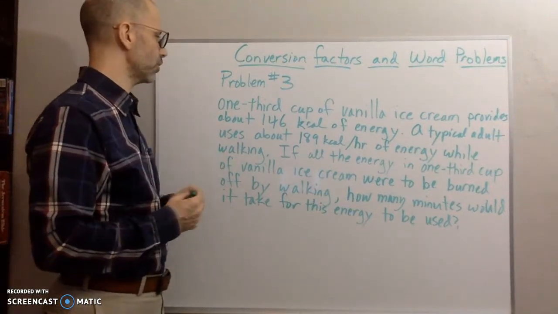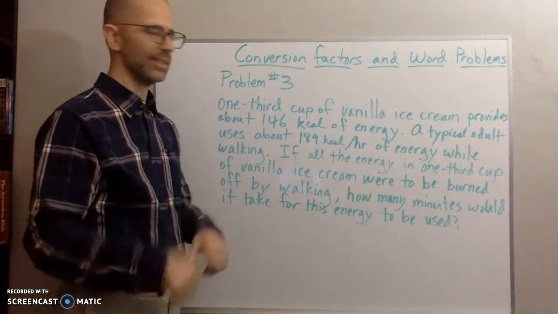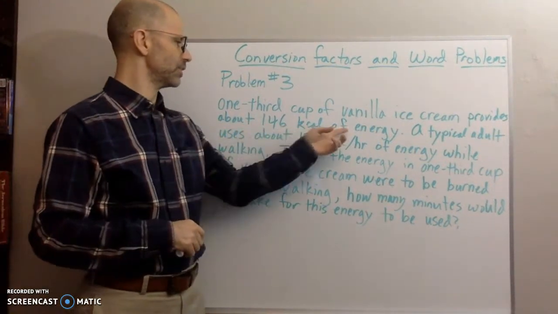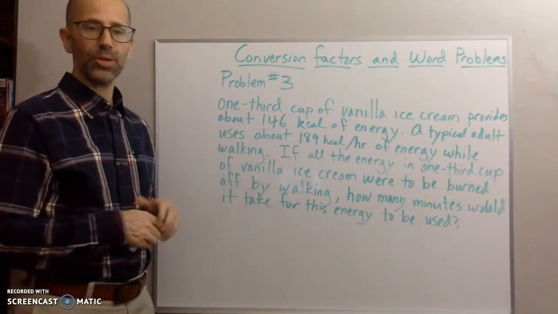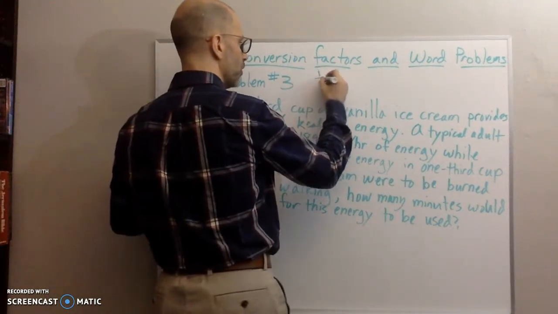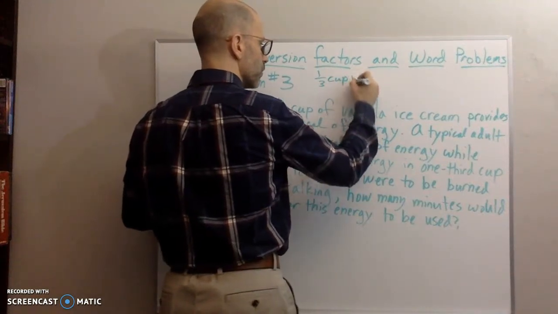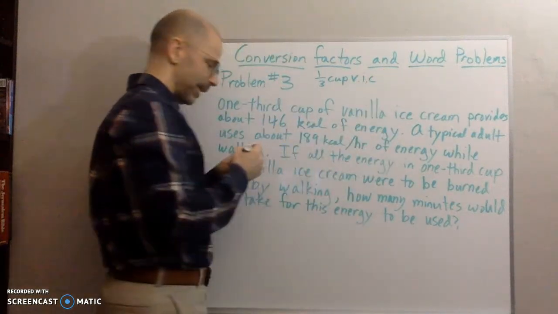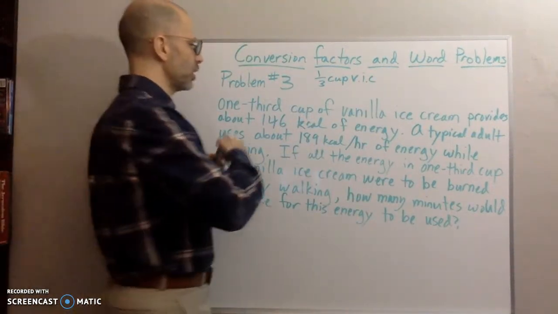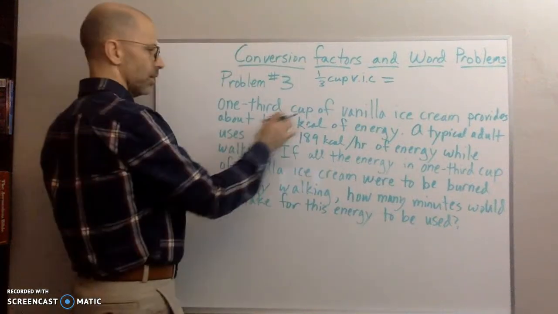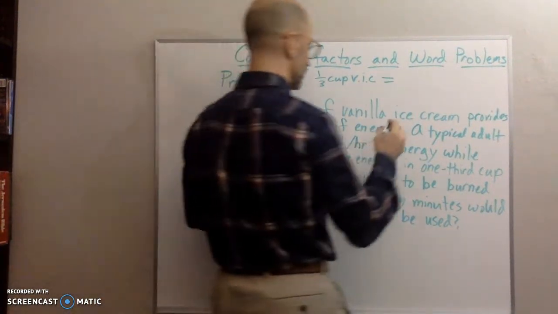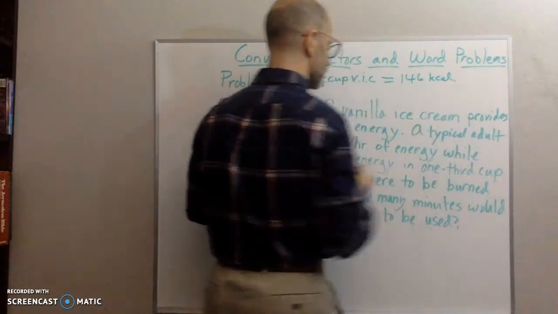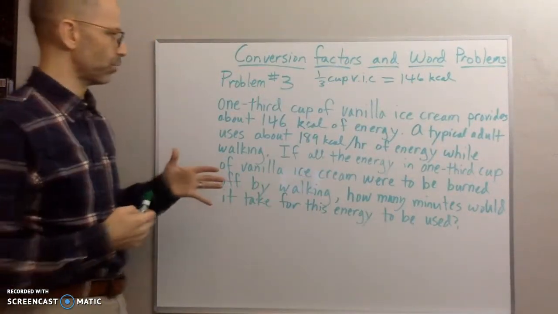It says 1/3 cup of vanilla ice cream provides about 146 kilocalories of energy. Okay, there's a relationship. So 1/3 cup of vanilla ice cream is going to be equal to 146 kilocalories of energy. Okay, so that's one relationship.